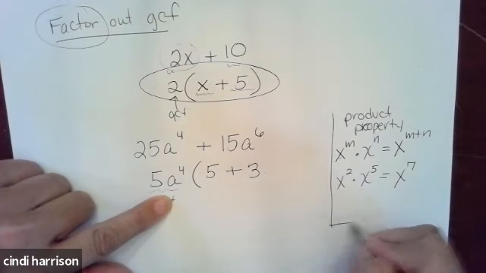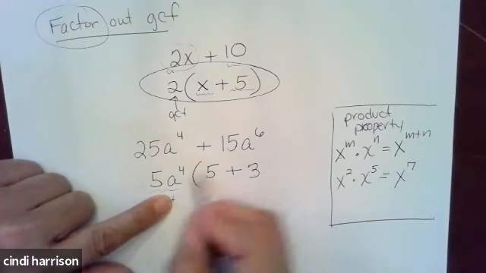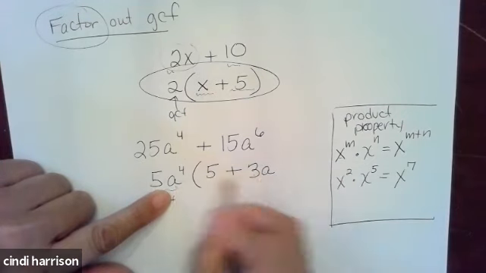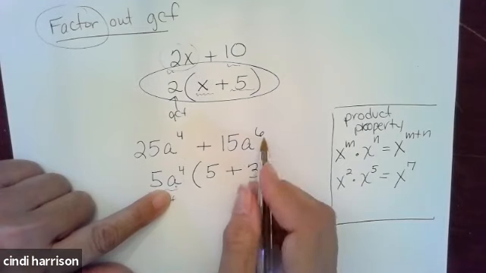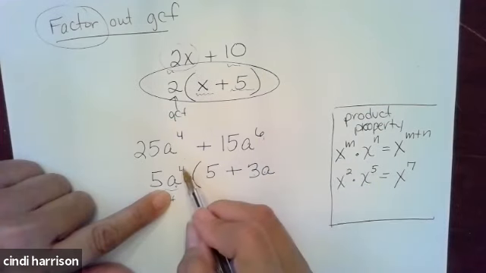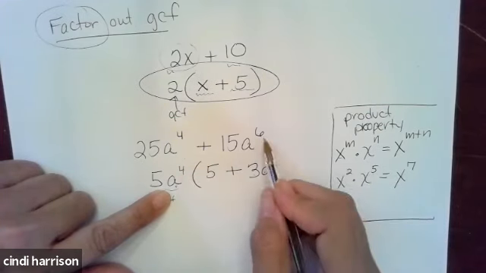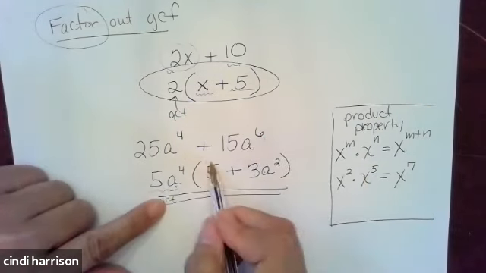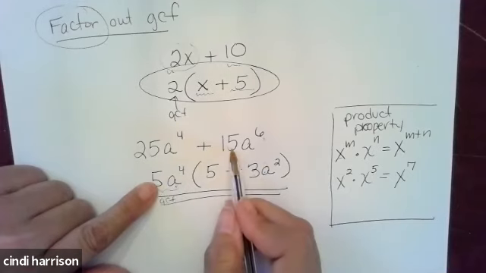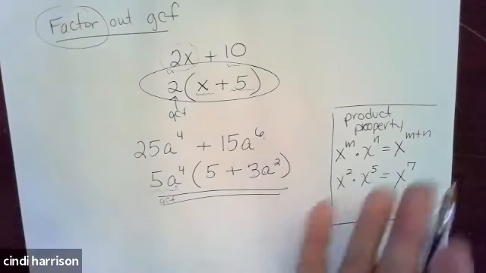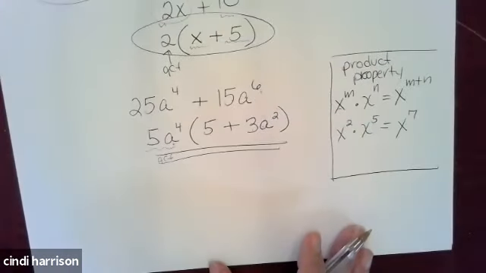Now, why do I need to know that? Well, for this problem, I have a to the 4th. I need to know how many powers of a I need to multiply by to equal a to the 6th. So we need to recognize that that means I'm adding those. So you're really saying 4 plus what would equal 6? And that would be a 2. So to check it, when you multiply, 5 times 3 is 15, a to the 4th times a squared is a to the 6th. So we know that we did it correctly.